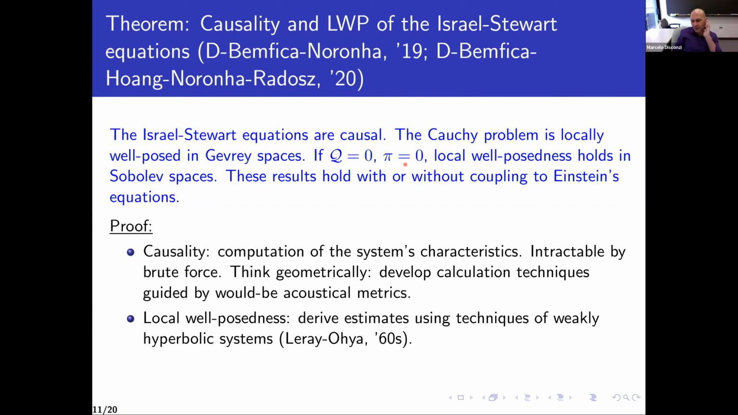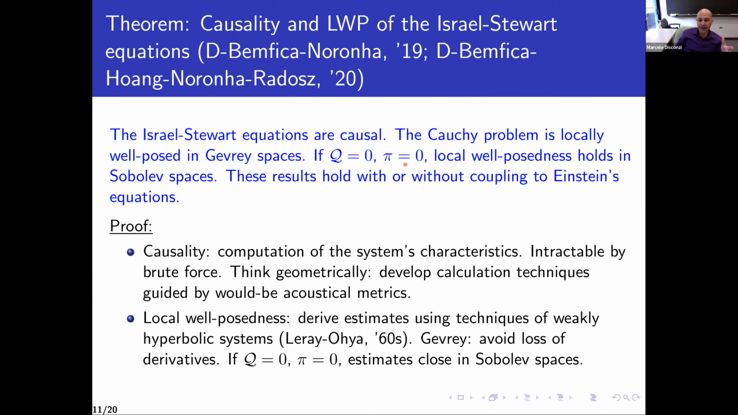For local well-posedness, we are able to show that the system is weakly hyperbolic. So we derive estimates based on techniques of weakly hyperbolic systems that go back to the celebrated work of Leray and Ohya in the 60s. But because we were able to show only weak hyperbolicity, you need Gevrey spaces to avoid loss of derivatives. But again, in the simplified case where Q and pi are absent, we can close the estimates in Sobolev spaces. So that's an idea of how the proofs are carried out.